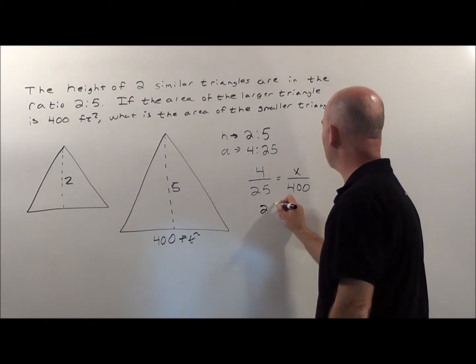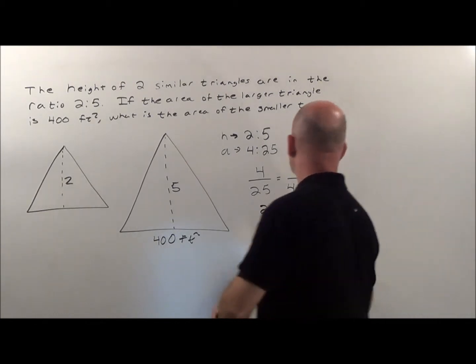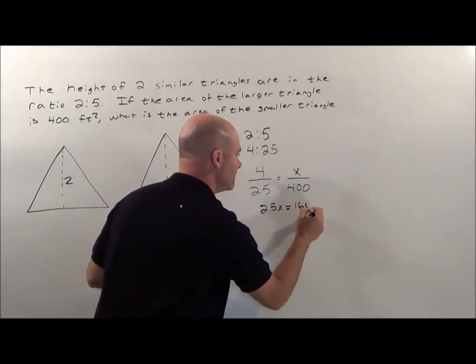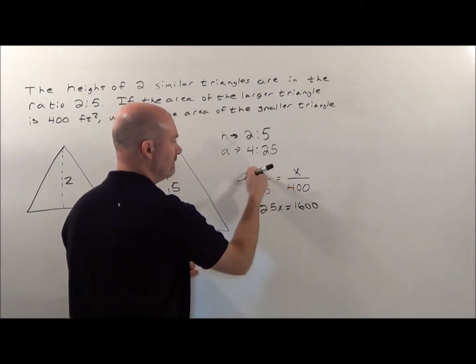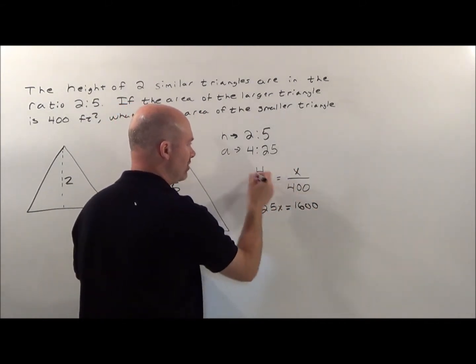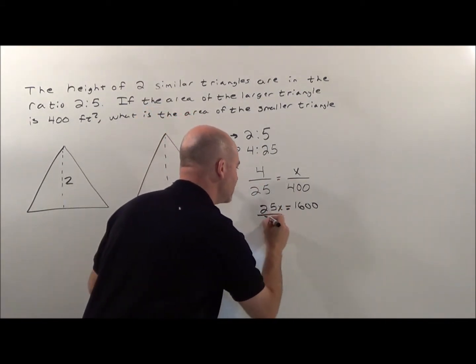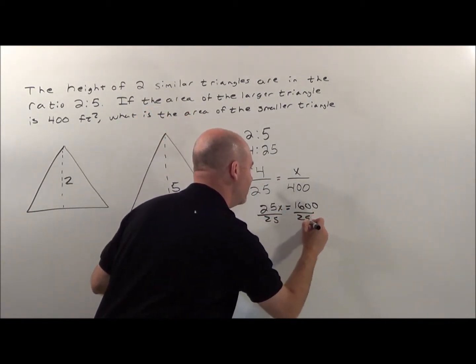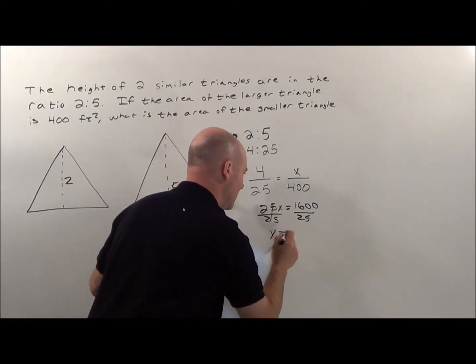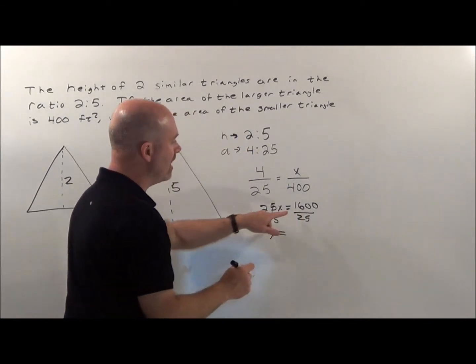I cross multiply here. I'm going to get 25x equals 1600. 4 times 400, 25 times x. We cross multiply when we have an equal sign there. We have this proportion. I now simply divide by 25. x is going to go into that number right there.